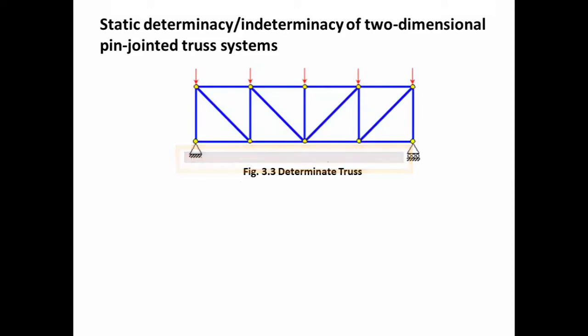Now this is for your practice. M plus r minus 2j is the equation. You have to find out the static indeterminacy of this truss. See how many members are there? What is the number of reactions? What is the number of joints? M plus R minus 2J. How many members are there? What is the M value? 17 members.